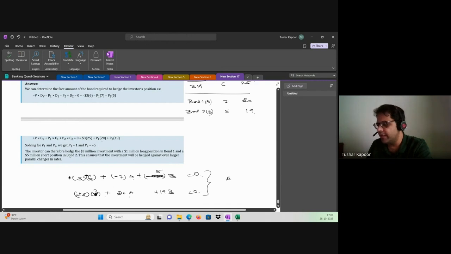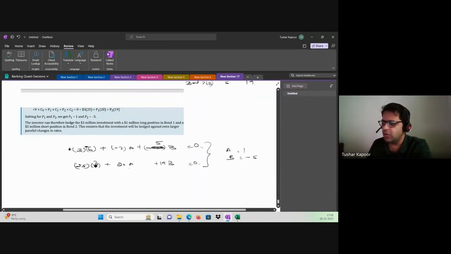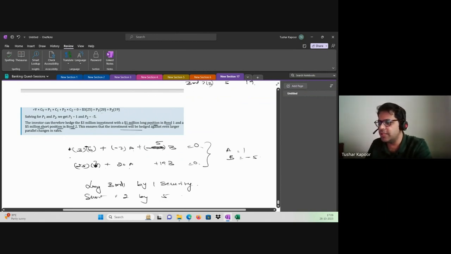By solving this, you'll get A and B, which is going to be the quantity that you should own. Quantity of bond A is going to be 1. In this example, it is 1, and this is minus 5. So he says go long bond 1 by 1 security, go short bond 2 by 5. So the investor can therefore hedge the 3 million investment with a 1 million long position in bond 1 and a 5 million short position in bond 2. This ensures that the investment will be hedged even for a larger parallel change.